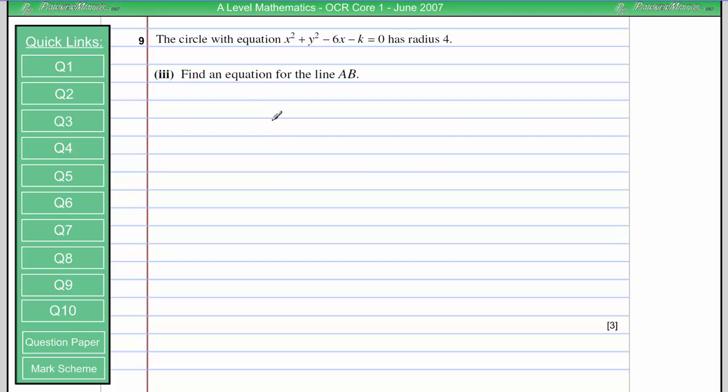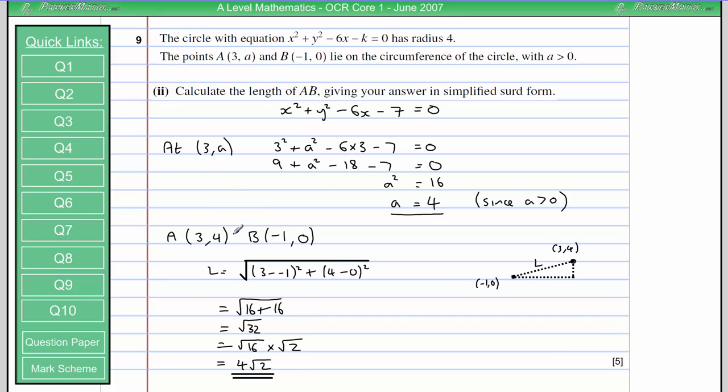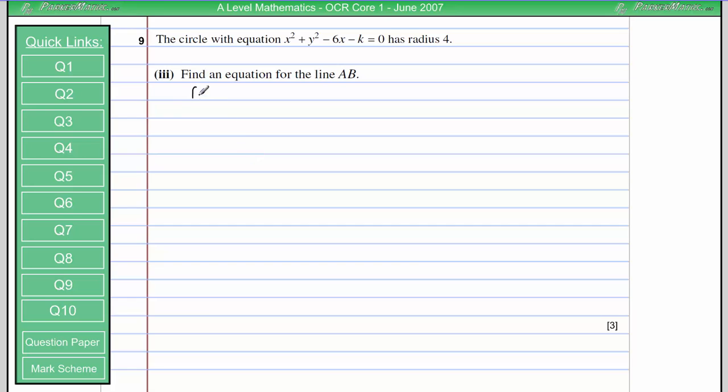In part 3 we need to find an equation for the line AB. Well, we've already found out what points A and B are. A is 3, 4 and B is minus 1, 0. So let's write them down. A is 3, 4, B is minus 1, 0. Now that I know what my 2 points are, to find the equation of the line AB, I first need to find the gradient, which we'll call m.